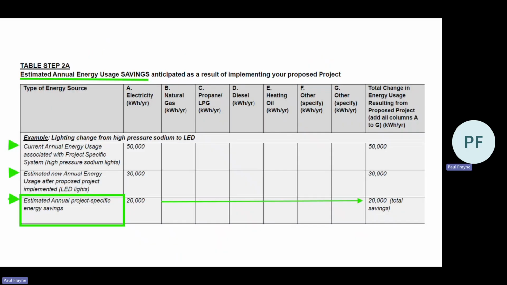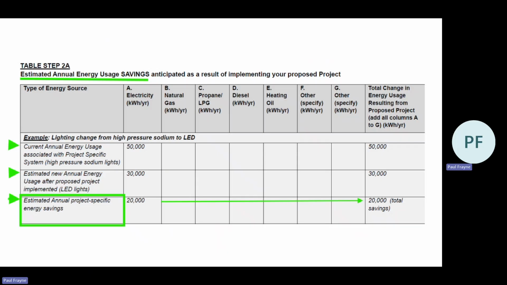Step number 2. Estimate the change in annual energy uses associated with the implementation of the proposed energy efficiency improvement project, considering all sources of energy that may be impacted by the proposed change. This is the estimated annual project-specific energy savings in kilowatt hours.